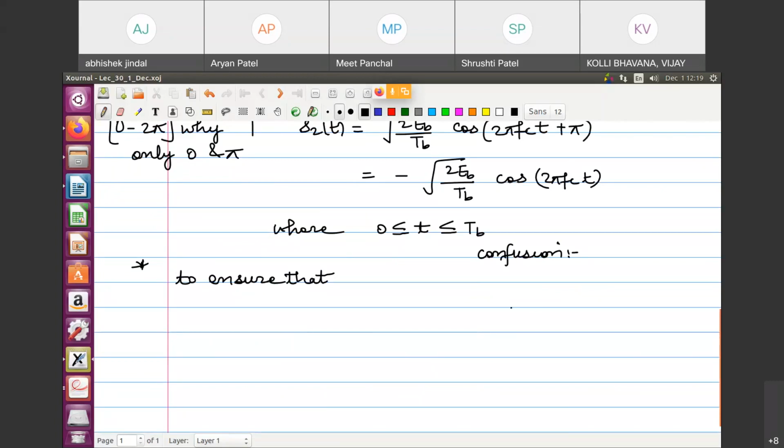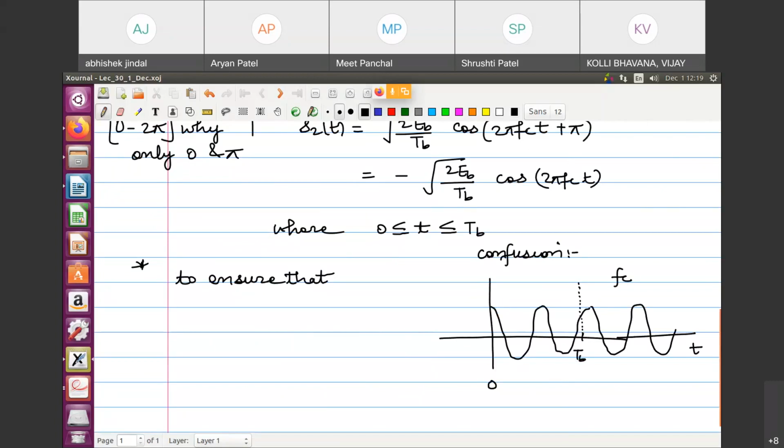Now I am saying this is a cosine carrier. Suppose we draw a cosine carrier, going as per the frequency fc. Now I am saying that I am considering only an interval of 0 to Tb. Now if Tb is arbitrary, suppose I am taking Tb as this, then I am considering a waveform which doesn't have complete cycles. Here one cycle is completed, but the second cycle is only half. It should have extended at least this much, so that you have a full cycle.